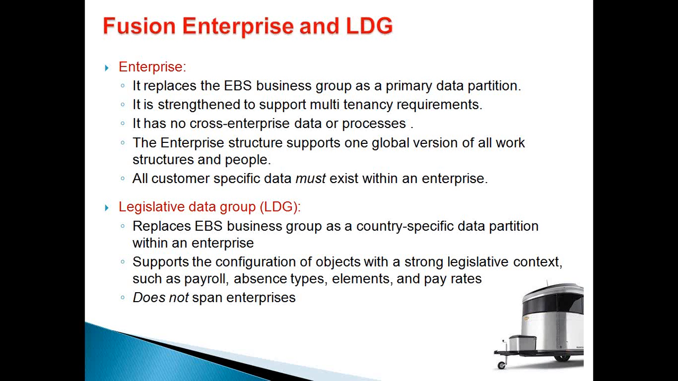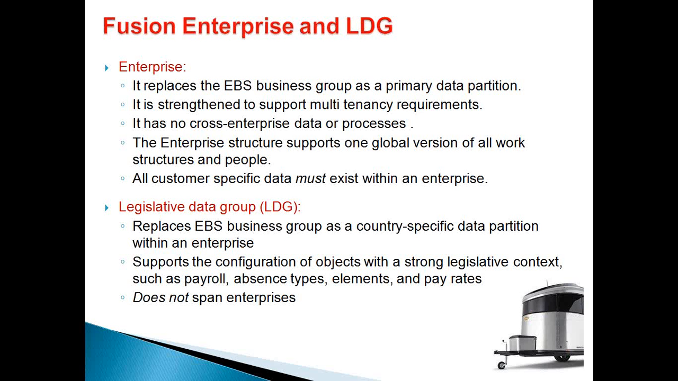So within the Fusion enterprise structure, we have seen that the enterprise replaces the EBS business group as the primary data partition, and it is strengthened to support multi-tenancy requirements because it is a SaaS application. Multiple customers may be using the same infrastructure, so that's why it supports multi-tenancy requirements, and it has no cross-enterprise data process. So enterprise to enterprise is hard partitioned, and the enterprise structure supports one global version of all work structures and people. So maybe your business is spread across the globe and you have operations in multiple countries, but one enterprise structure supports the entire business, and it is customer-specific data within the enterprise.